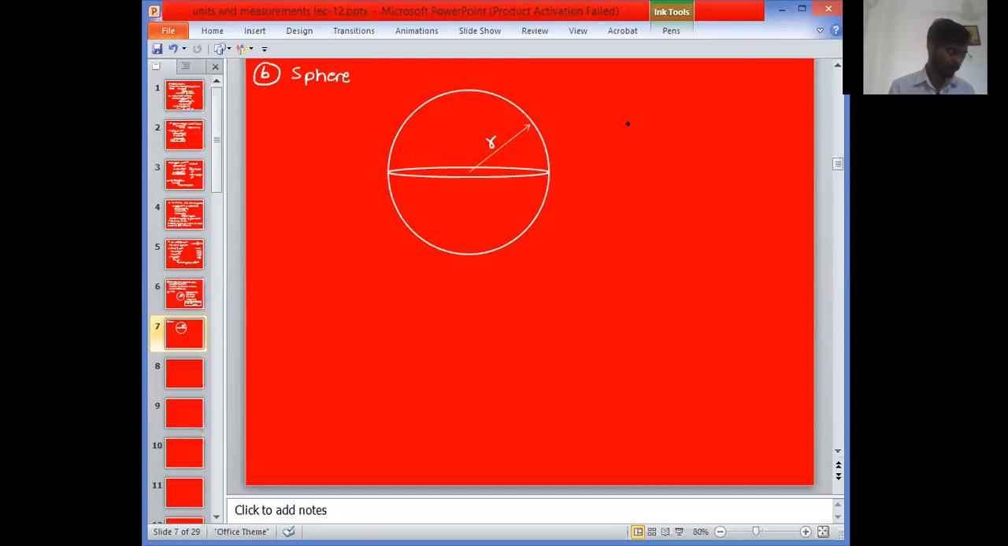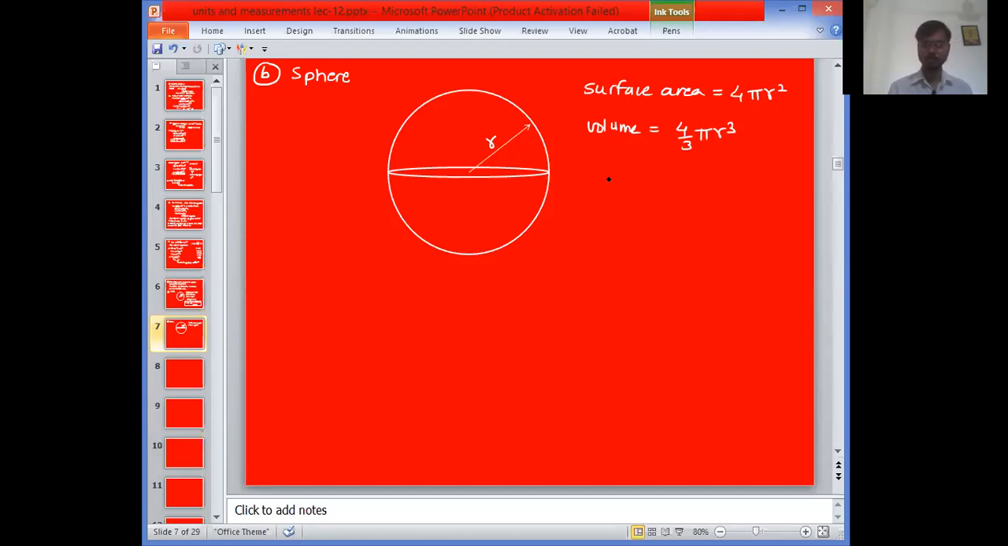Now, let us write the surface area of the sphere. Do it along with me. Surface area of the sphere is 4 pi r square, where r is the radius. The sphere has the surface. Now, volume of the sphere is 4 by 3 pi r cube. Most of you already know all these things.